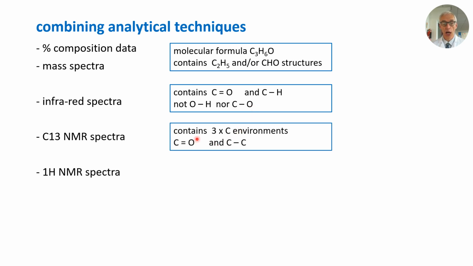From the carbon-13 NMR, we got there are 3 carbon environments, and again we identified the carbon double bond oxygen as one environment and the carbon-carbon environment, with 1 carbon being closer to the oxygen than the other. At this point, it's absolutely possible to propose a structure for the molecule. Pause, propose a structure, come back to discuss it with me when you're ready.